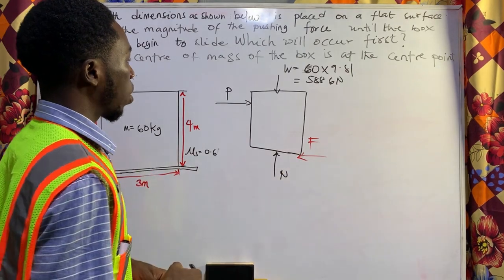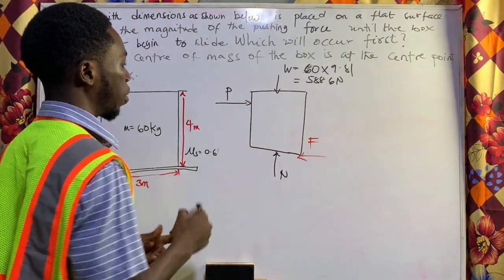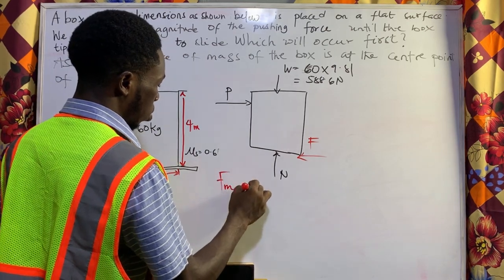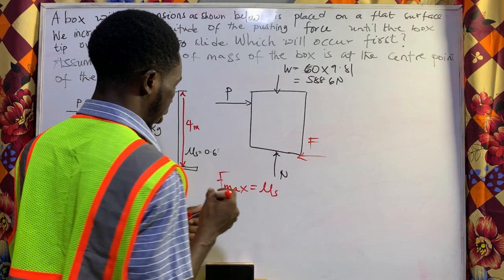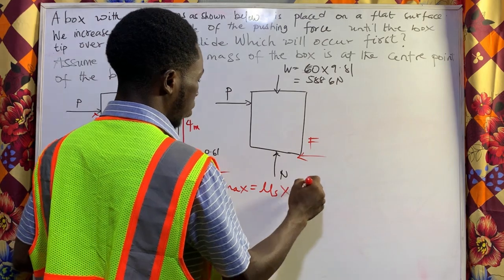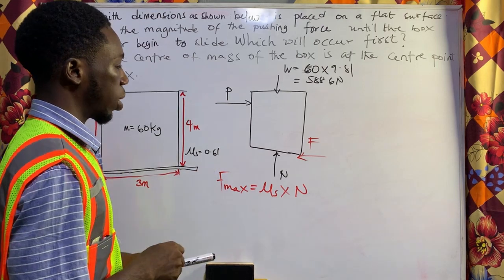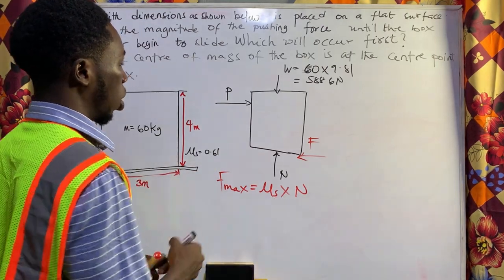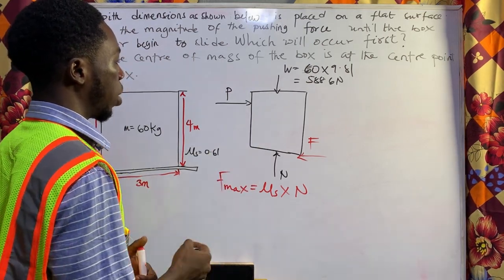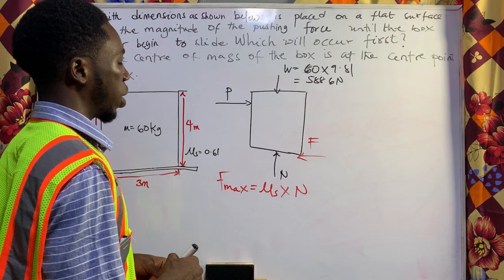So for us to be able to tell the value of P, we just have to calculate the maximum value of friction. The maximum value of friction will be equal to the coefficient of static friction times the normal reaction force. This value is already given to us as 0.61. What about the normal force? The normal force is balancing the weight force. So the normal force will be the same as the weight force, but in the opposite direction. Let's keep that in mind. So the normal force will also be 588.6 newtons.